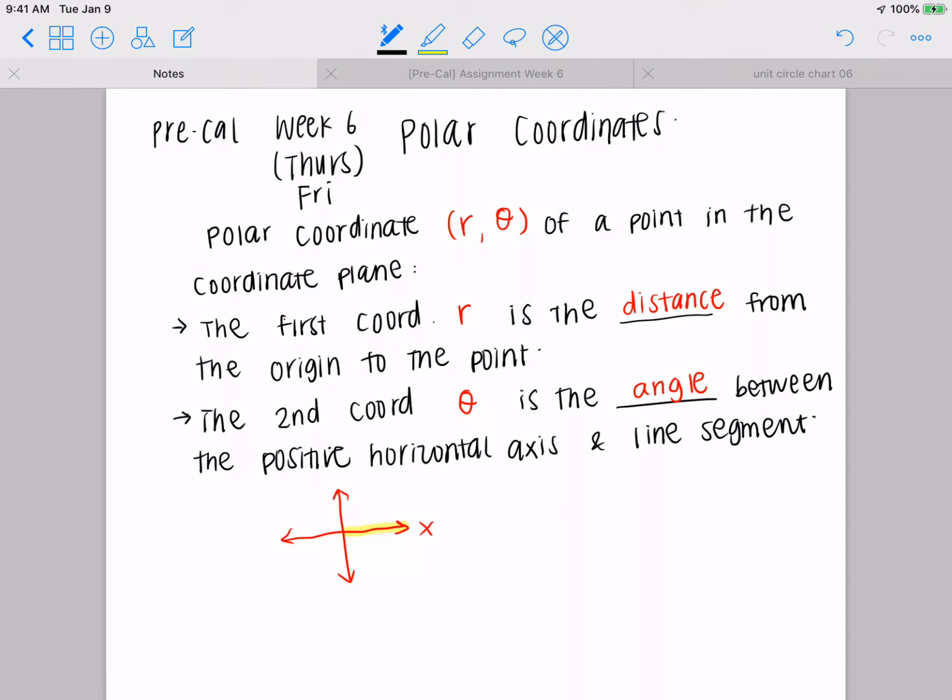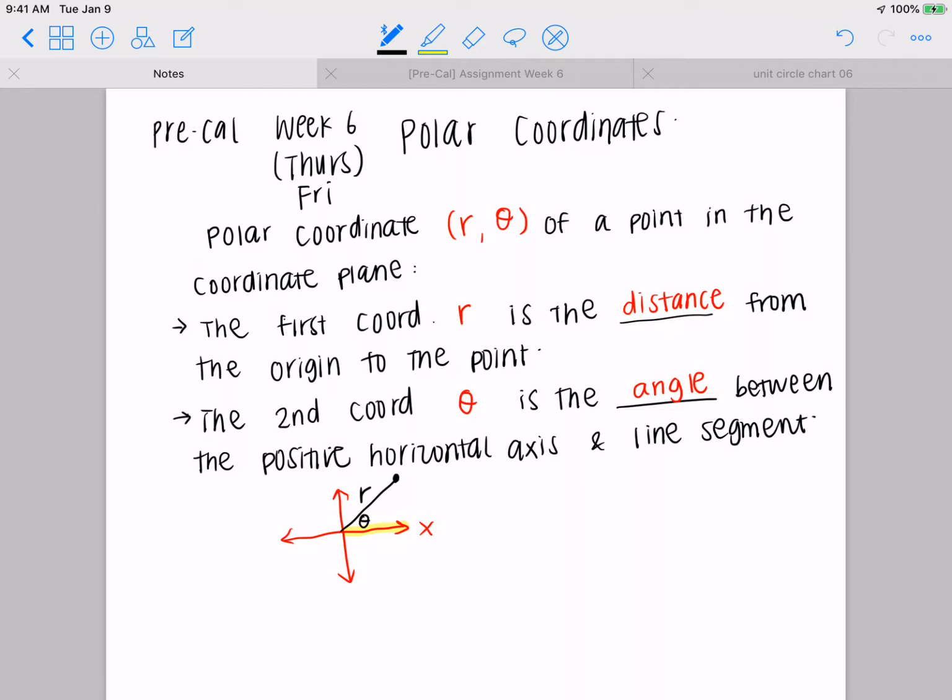So let's pretend I go up here, let me make that a more straight line. Let's pretend we have a line going up there. This line itself, its distance is r, and then theta is right here.